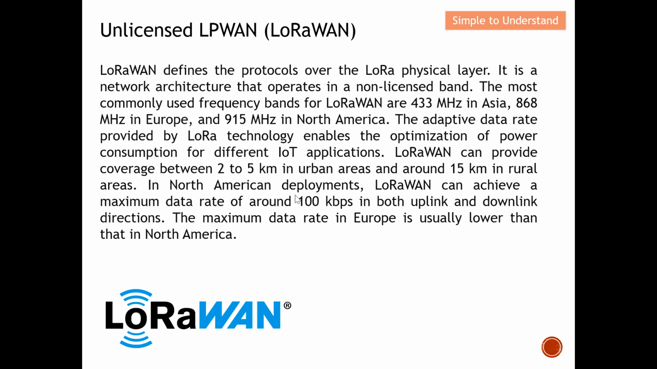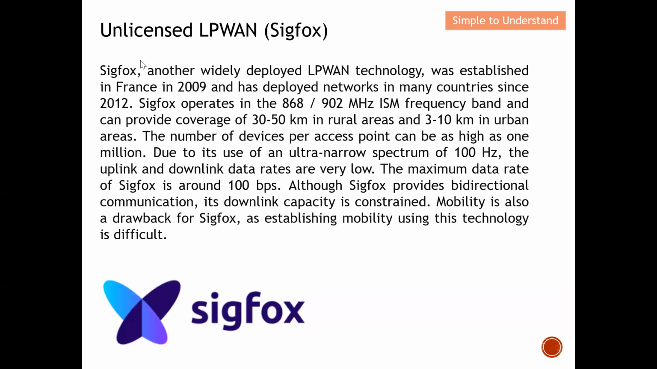In North America deployments, LoRa can achieve a maximum data rate of around 100 kilobits per second in both uplink and downlink. The maximum data rate in Europe is usually lower than that in North America, because the ISM band in Europe is very stringent. I have discussed this again in the description: in Europe there are a lot of constraints, and because of this, the data rate in Europe is typically lower than in America. Another widely used unlicensed LPWAN is Sigfox.